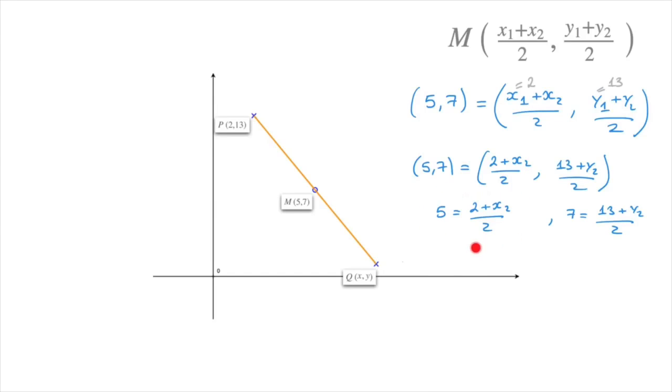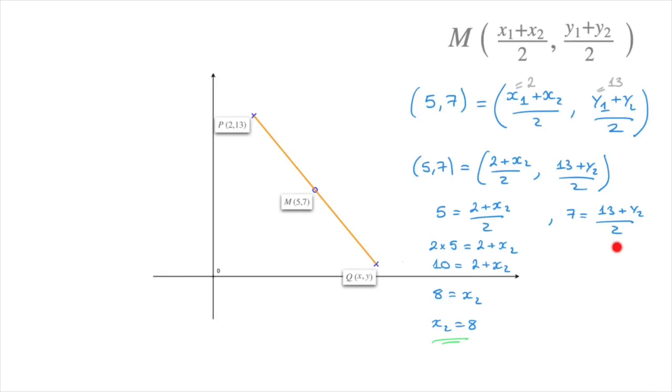Focusing on this equation first, we can multiply both sides of this equation by 2, which leads us to 2 times 5 equals 2 + x2, and that's 10 equals 2 + x2. Finally, subtracting 2 from each side, we obtain 8 equals x2. In other words, x2 equals 8. And that's the x-coordinate of the endpoint Q.